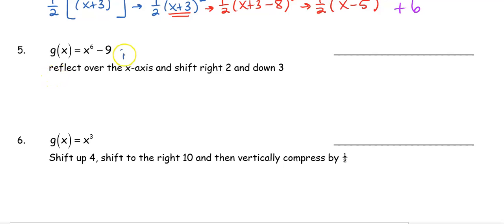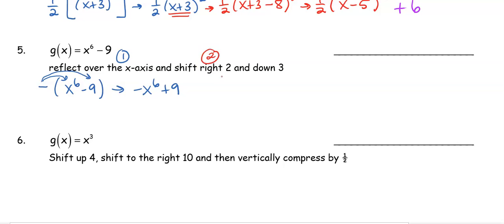First thing we are doing is reflecting over the x-axis. Now once again, we're not starting at the parent function. We're starting with a vertical shift down 9. That's fine. When I reflect, I reflect over where I'm starting. So I have to reflect the equation, or that parent function, and the fact that I had already gone down 9. So I have to distribute that negative, making it a positive 9.